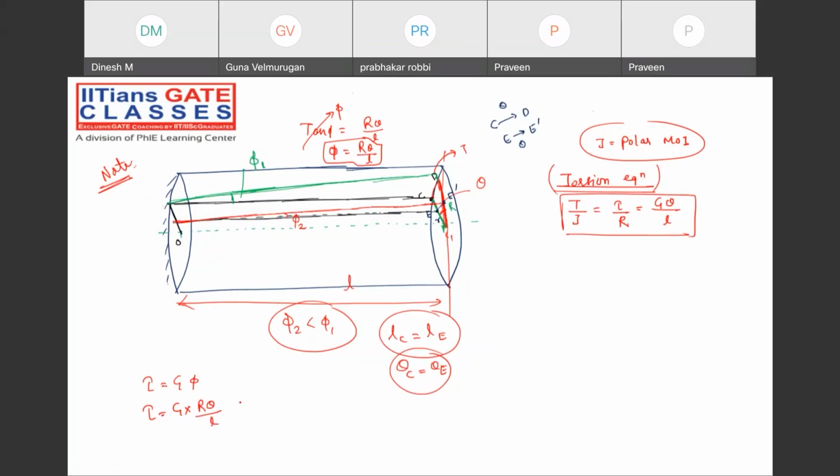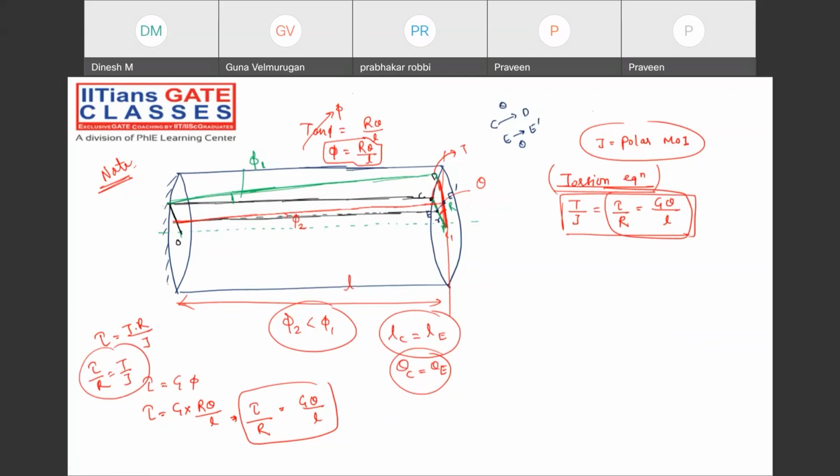Perfect. So from this particular figure, tau will be equal to G into R theta by L, or you can also say that tau by R is equal to G theta by L. So you got the clarity from here to here. And you also know that tau is equal to T into R by J. So from here, tau by R equals T by J. And that is how the torsion equation has been developed. Note down, guys. Very, very important.